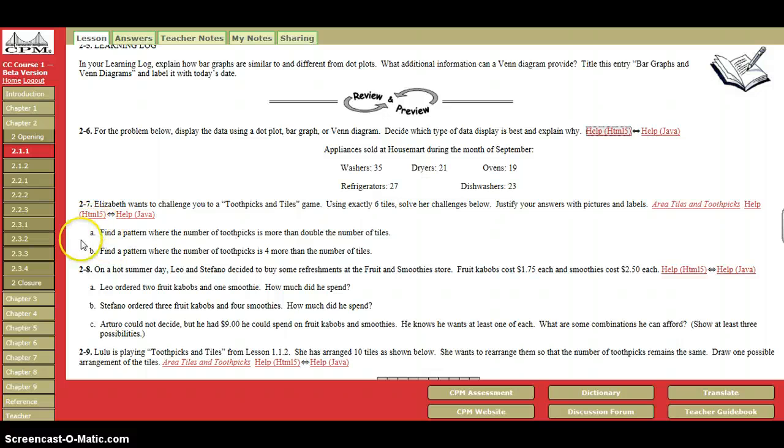For 2.7a, okay, we're going back to the toothpicks and tiles game that we did in chapter 1. Elizabeth wants to challenge you to a toothpicks and tiles game. Using exactly 6 tiles, solve her challenge below. Okay? Justify your answer with pictures and labels. So for 2.7a, find a pattern where the number of toothpicks is more than double the number of tiles. Remember, you have 6 tiles.